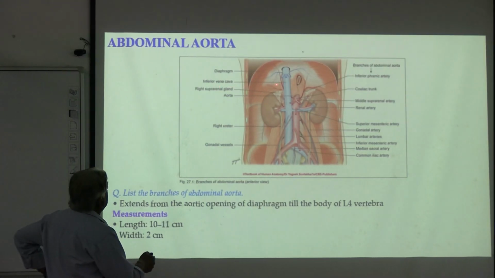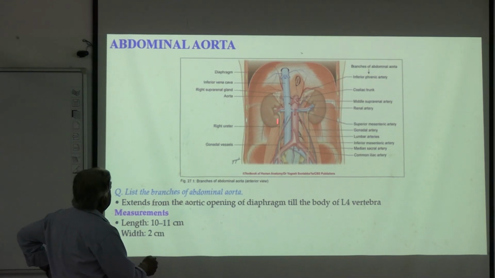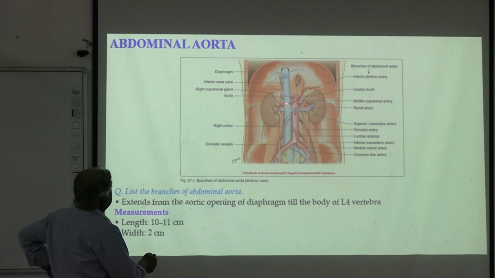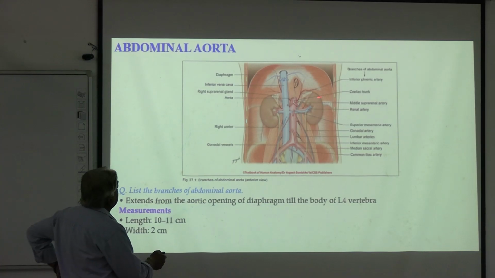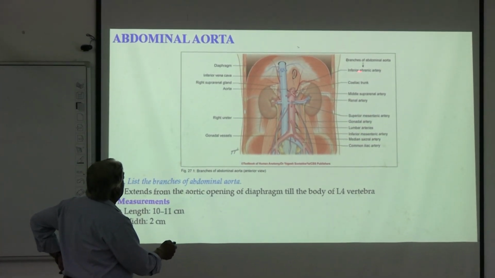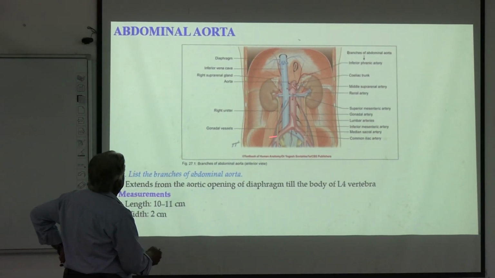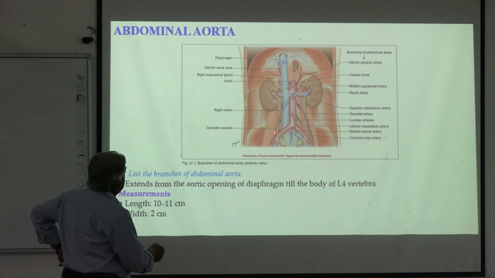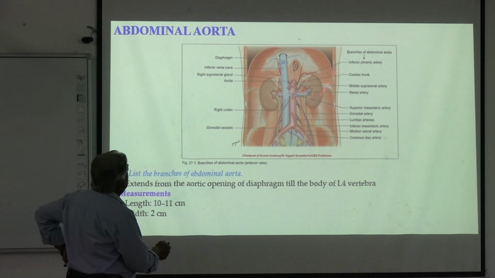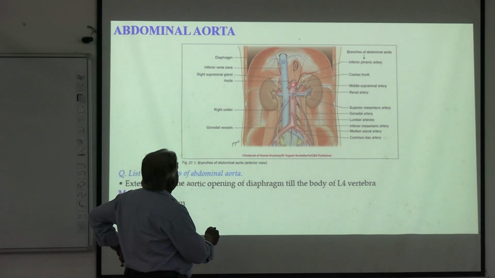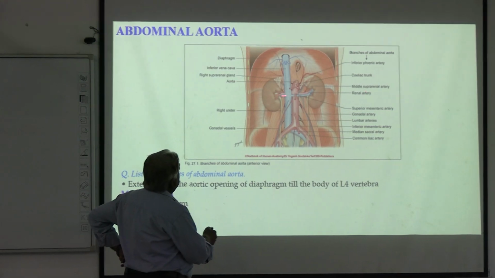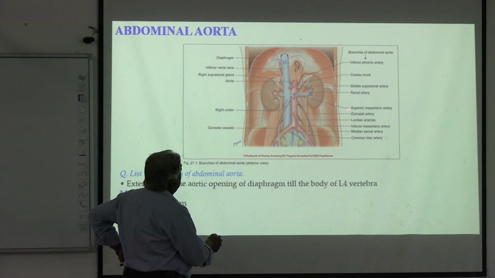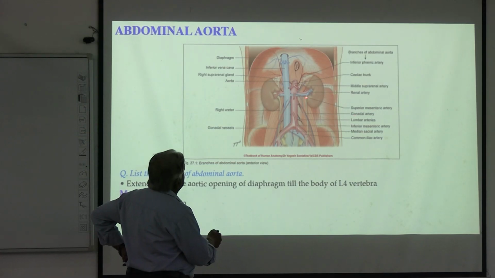This is the inferior vena cava, this is the right suprarenal gland, this is the kidney, and this is the aorta. This is the esophageal opening in the diaphragm. This is the kidney, the right ureter, gonadal vessels are here. And this is the celiac trunk. Now, this is the medial suprarenal artery, renal artery, and these are renal veins. Now, this is the superior mesenteric artery.